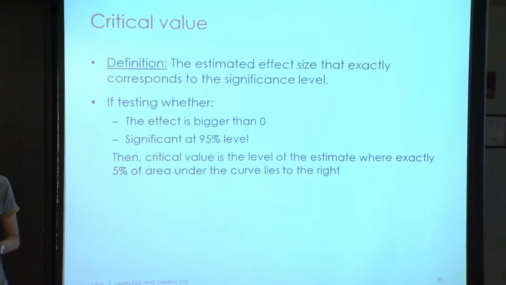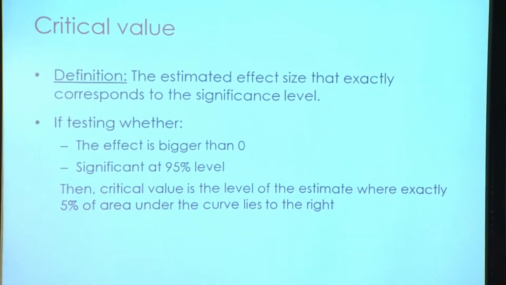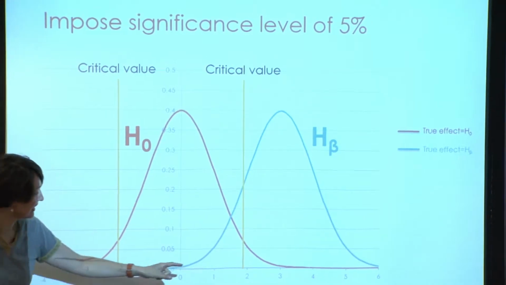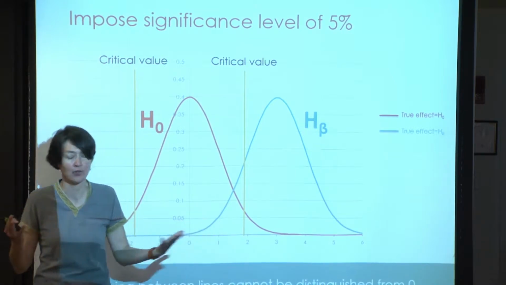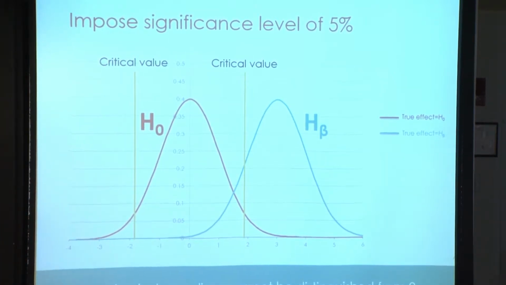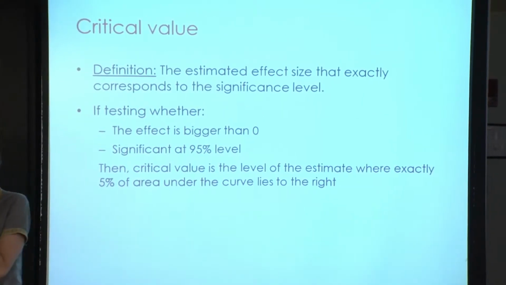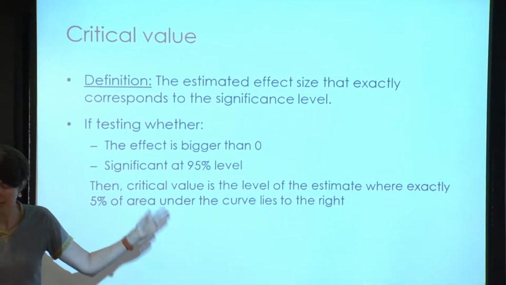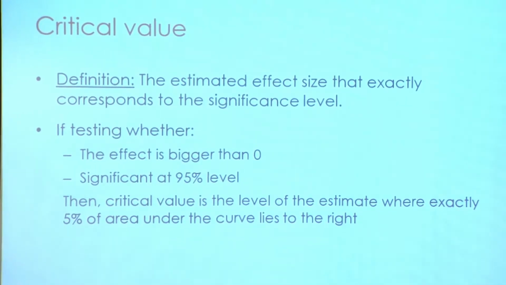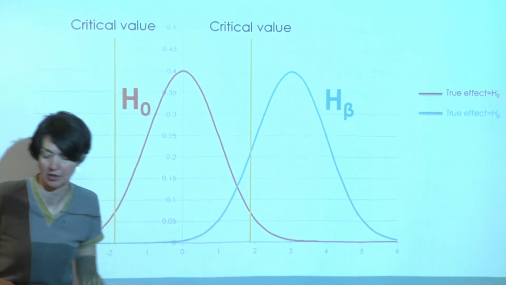So a definition of the critical value is the estimated effect size that exactly corresponds to the significance level. If we had an estimate exactly here, that's the critical value. It's the value of the estimate which is exactly equivalent to where the 5% significance line is. So if we're testing whether the effect is bigger than 0, significant at 95%, then the critical value is the level of the estimate where exactly 5% of the curve is to the right. Right? 5% of this curve is to the right.